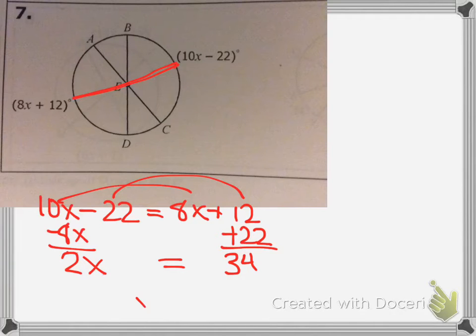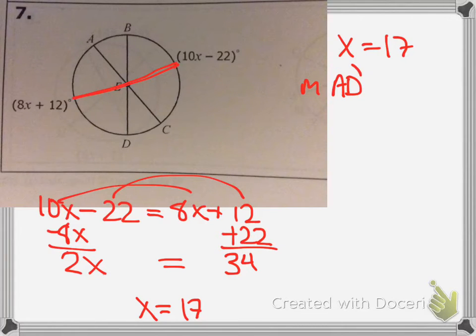Anyways, divide by 2 and you get x is equal to 17. And that's all you need to do. Well, that's not all you need to do, because if you look off to the side here, it tells you, yes, x is 17. Now, find arc AD.